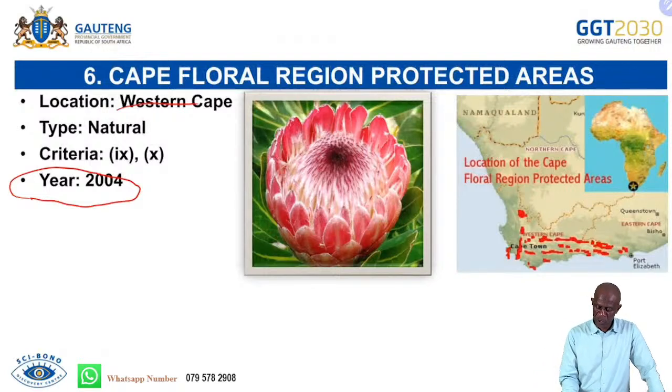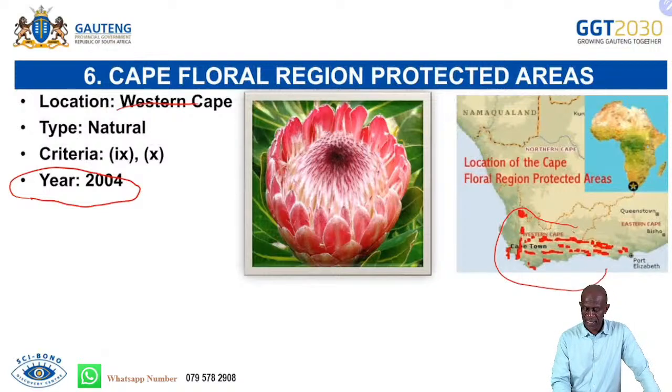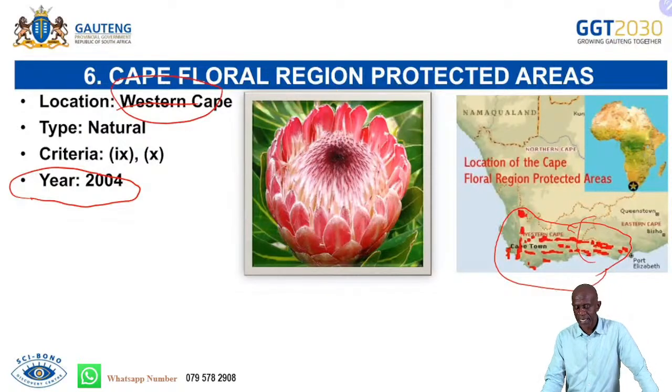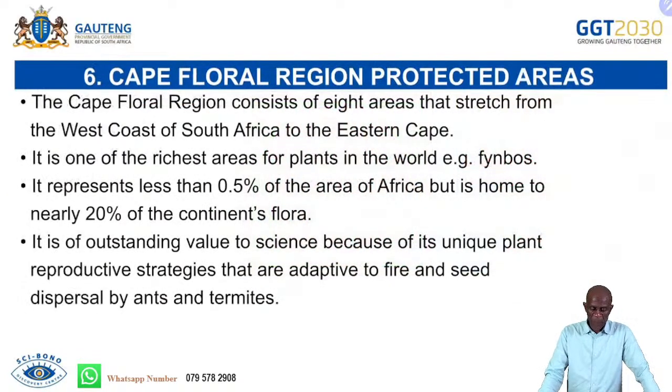So in terms of its location, where you see patches of red, it indicates the Cape Floral Region Protected Areas. And as you can see, it overlaps into the Eastern Cape province, but mainly the location of this is in the Western Cape. The Cape Floral Region consists of 8 areas that stretch from the west coast of South Africa to the Eastern Cape. I think I've explained how the Eastern Cape comes into the fray.